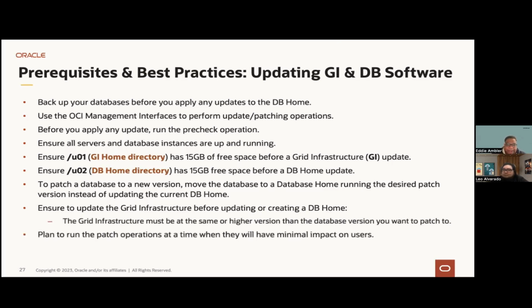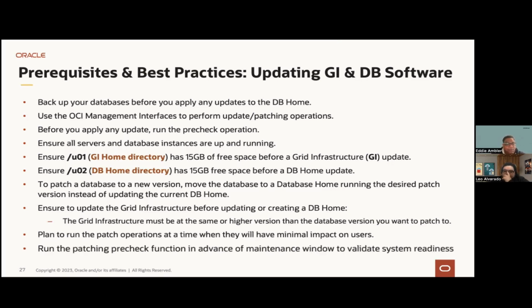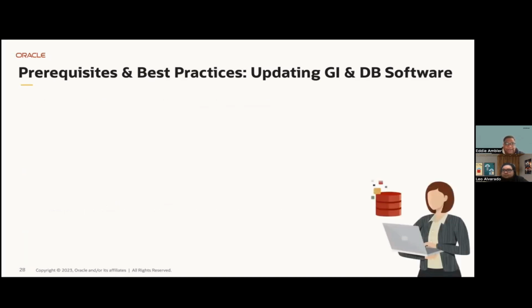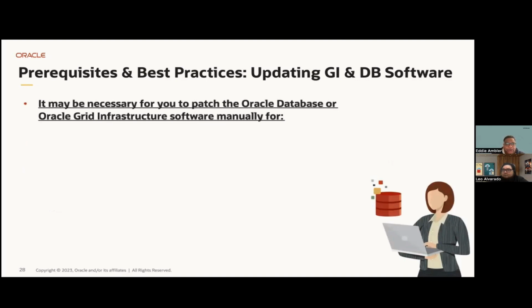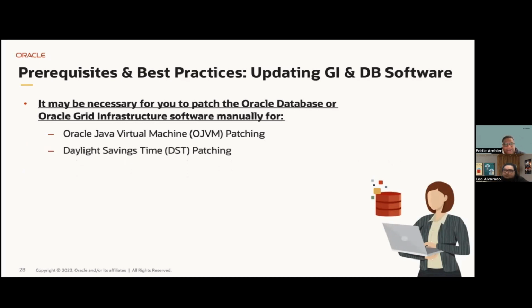Okay, plan to run the patch operations at a time when they will have minimal impact on your users. And again, run the pre-check function in advance to validate that your system is ready. So there are just a couple of scenarios where you might have to manually do a GI patch. And that's if we need to do an OJVM patching, daylight savings time patching, or there's some critical emergency patch that is not part of the bundle, but deemed critical that you need to do right away. We'll show you how to do manual patching in the event that you run into one of these scenarios.